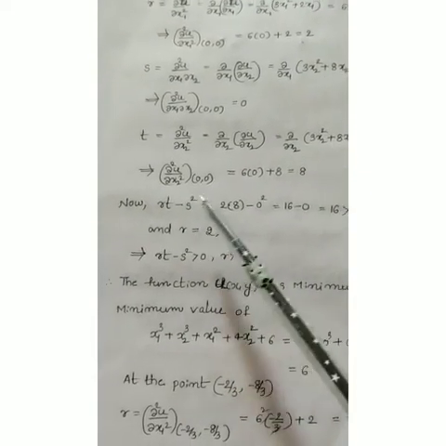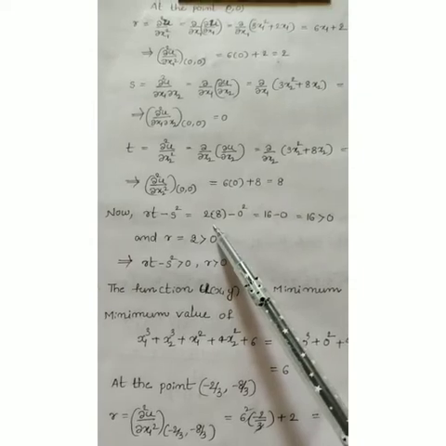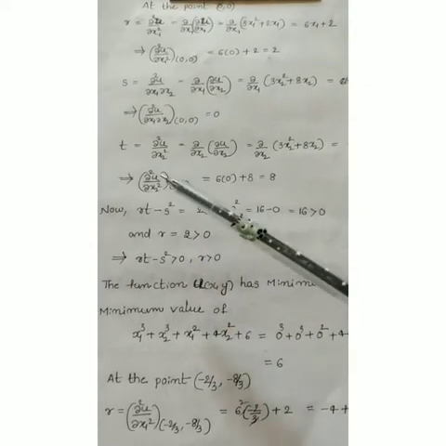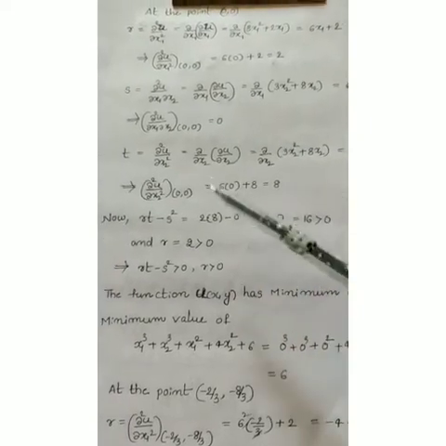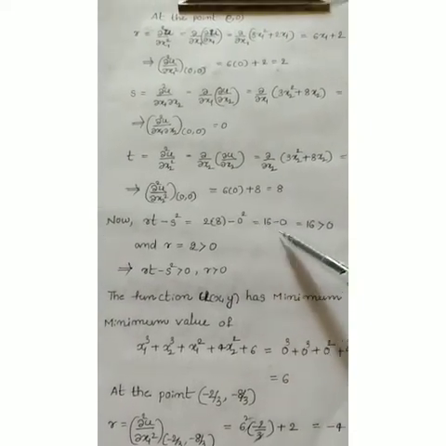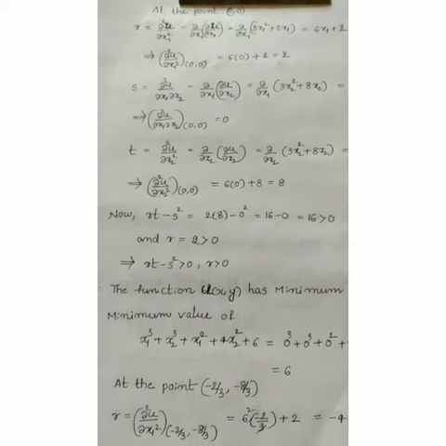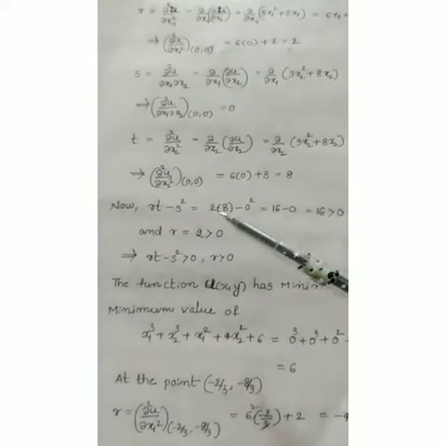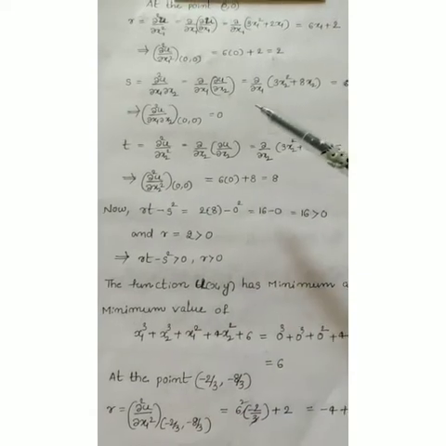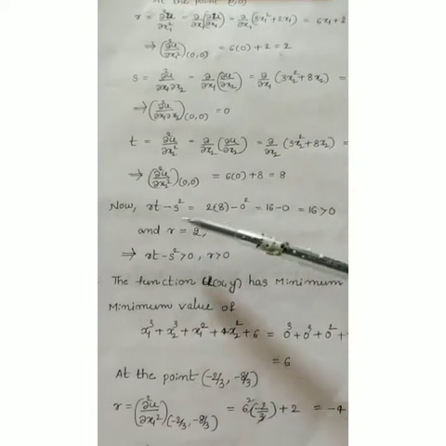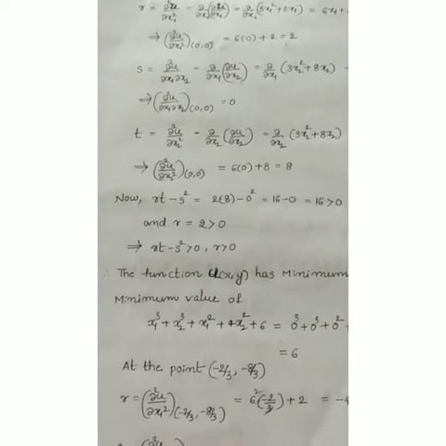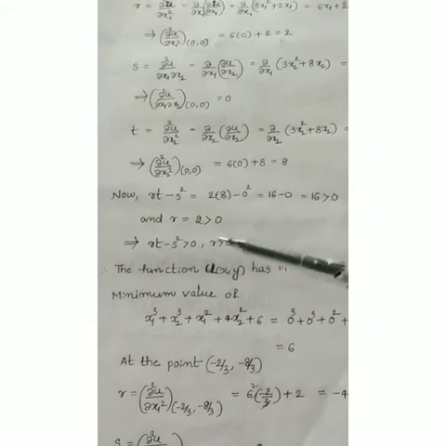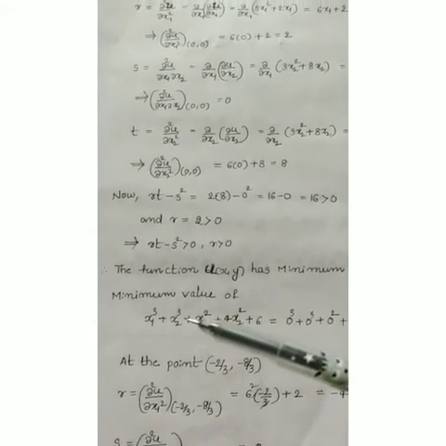Now rt minus s², r value is 2, t value is 8, minus s² which is 0². So 16 minus 0 is 16, greater than 0. So here we get rt minus s² greater than 0, and the r value is 2, so 2 is also greater than 0. So rt minus s² is greater than 0 and r is greater than 0. So this is the first condition of maxima and minima.